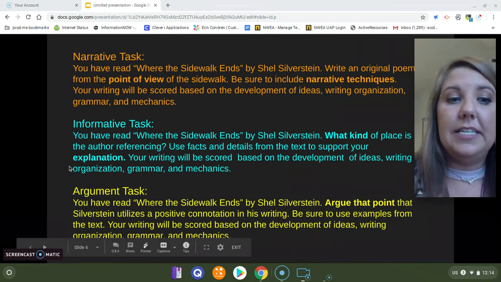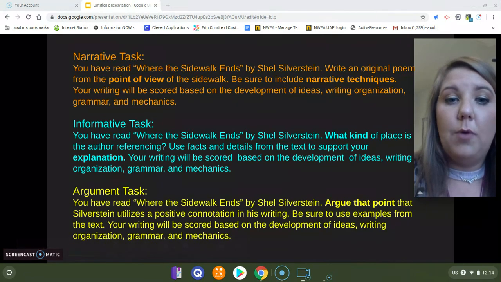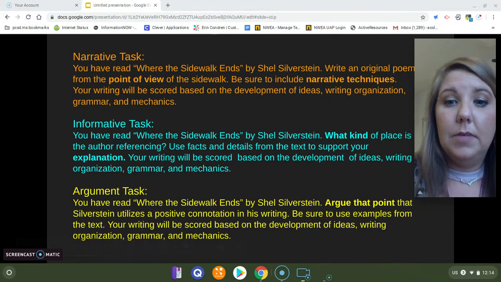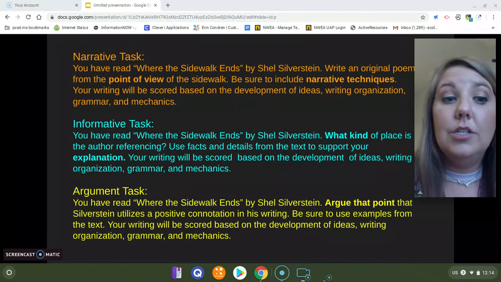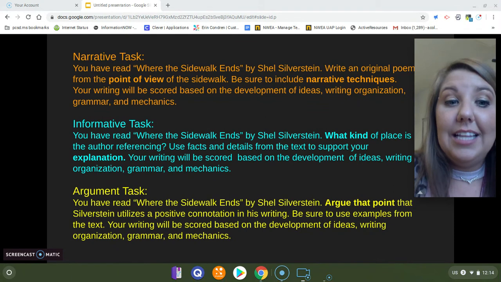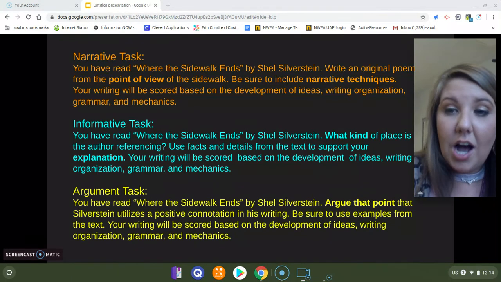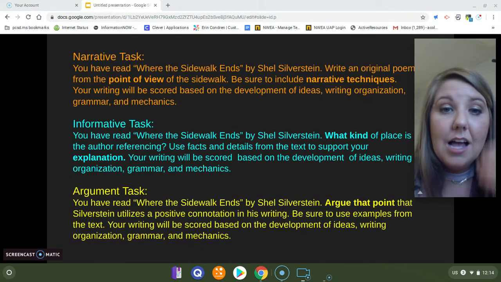Let's look at the argument task. You have read Where the Sidewalk Ends by Shel Silverstein. Argue the point that Silverstein utilizes a positive connotation in his writing.